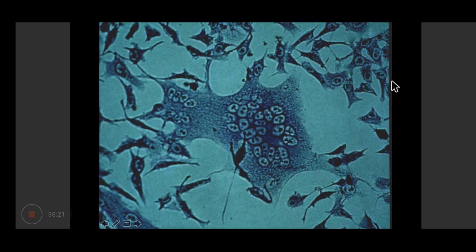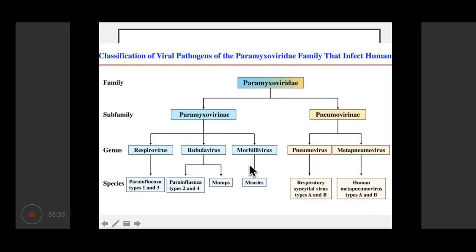So this is a giant cell seen in cell lines, various cell lines, Vero cell lines or other cell lines. Syncytium formation is typically seen here. So we have a large number of paramyxoviruses: parainfluenza viruses, mumps, measles, respiratory syncytial virus, human metapneumovirus, but others have been covered. We'll be talking only about the measles virus, which is a very important cause of viral exanthem.